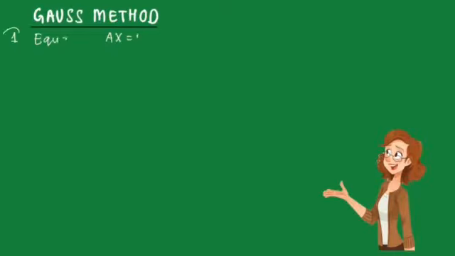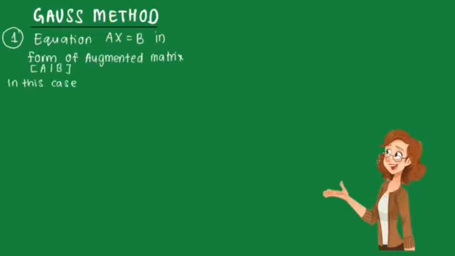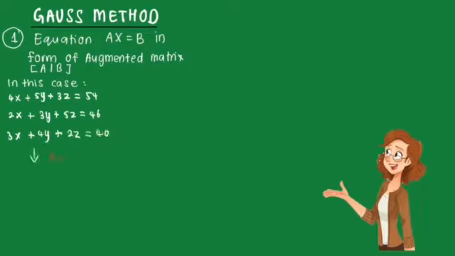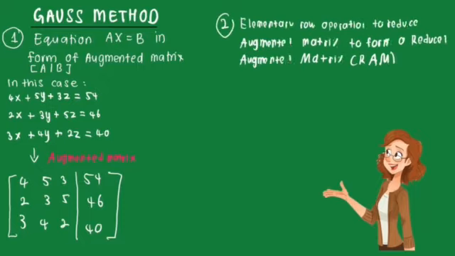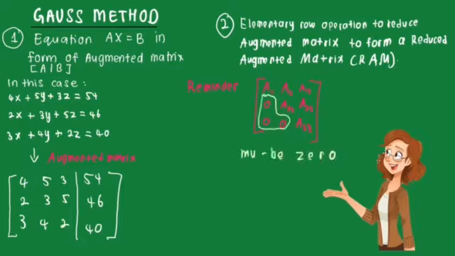The first step in the Gauss method is that we have to build an equation Ax equal to b in the form of an augmented matrix. In this case, all three linear equations have to be translated into an augmented matrix, like I show in this video. The second step is we use elementary row operations to reduce the augmented matrix to form a reduced augmented matrix, RAM.